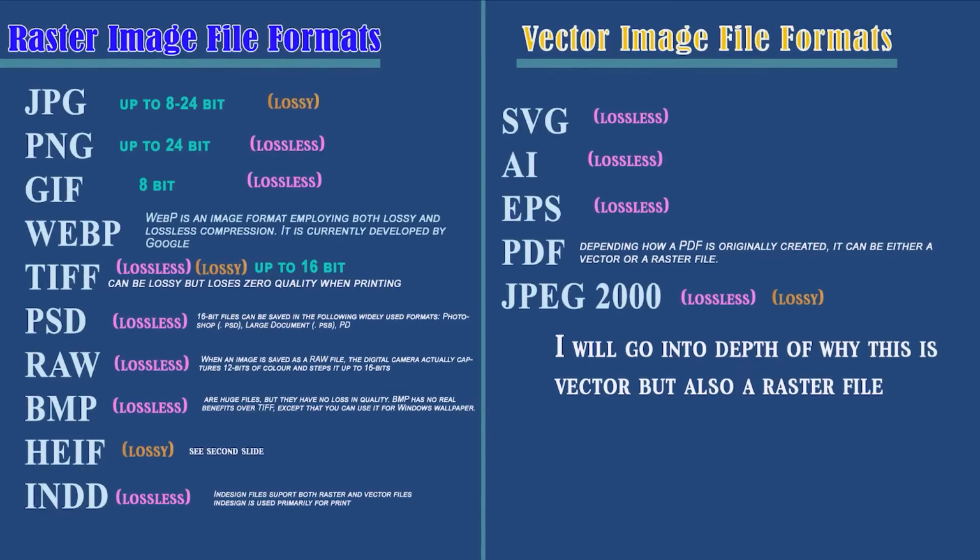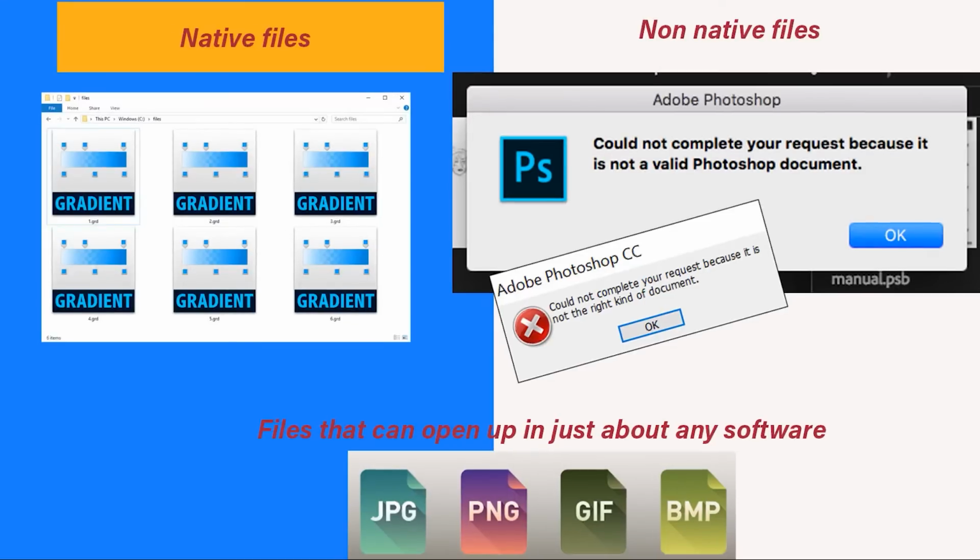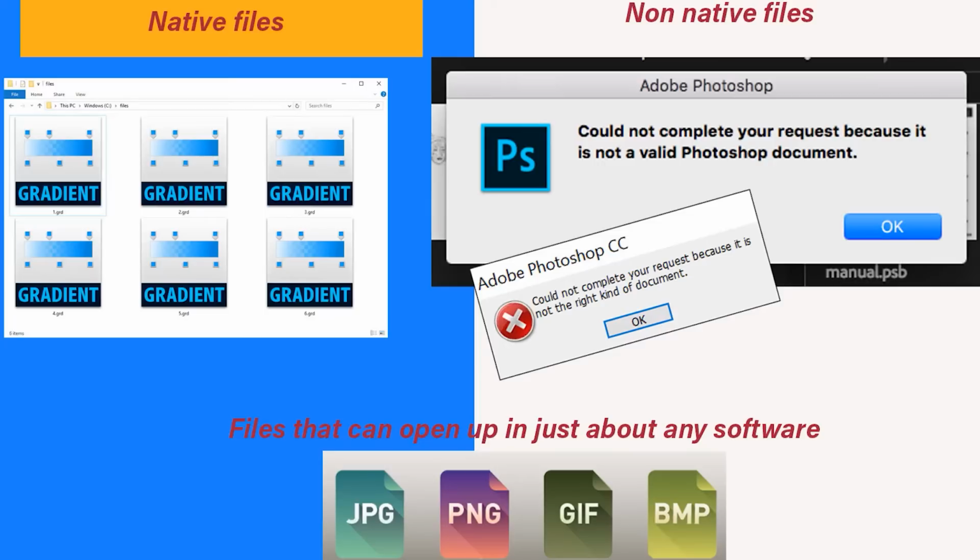So there's two different types of file formats. It could be native or non-native. A native file format would be specific to a program. An example of this would be a PSB, that is Photoshop's large document format, and it is specific only to Photoshop. So that would be a native file format.